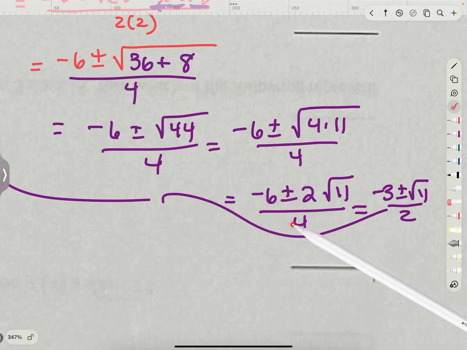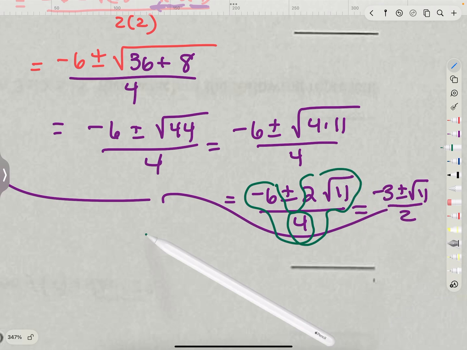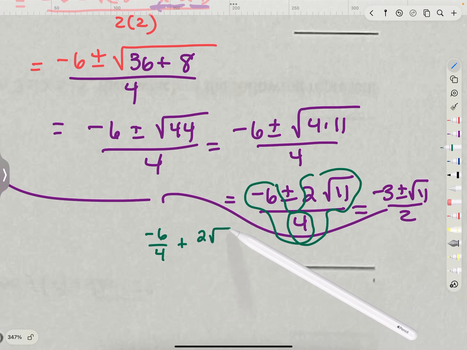And then right here, once I've done my, so 44 is 4 times 11. I can square root the 4, so that's a 2 on the outside. I can't square root the 11, so I leave it underneath the radical to say, hey, it's a square root of an 11. And then what I want to do is look at these two terms, and really to formally do it, I should separate these like this, right? This is like two fractions being added together, like negative 6/4 plus this 2 root 11 over 4, right?